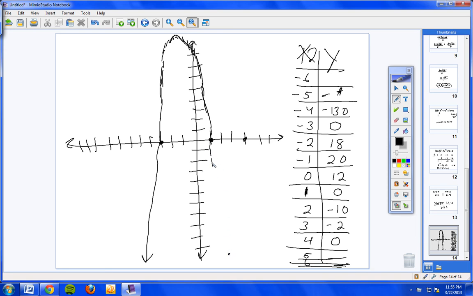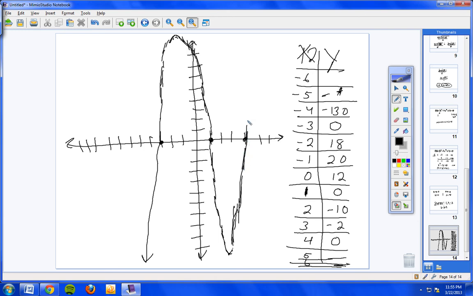Sorry about that, Chase. I'm not sure why it keeps doing that. And then at 3, it's at negative 2, so it hits there, then starts to go back up, and continues going back up.